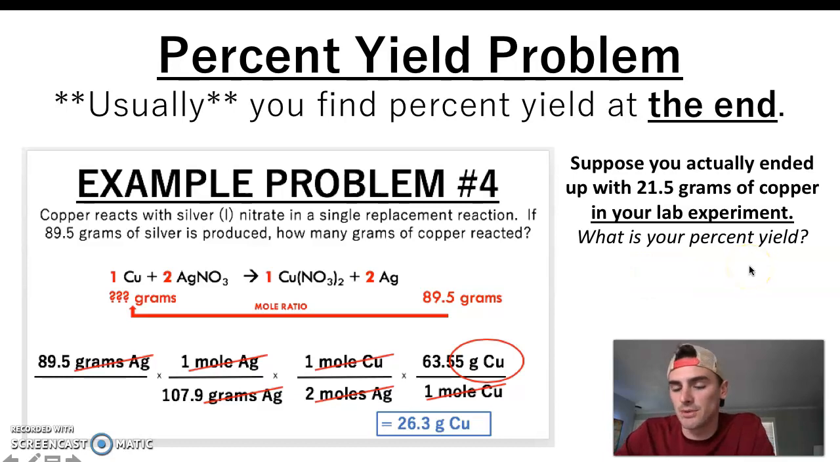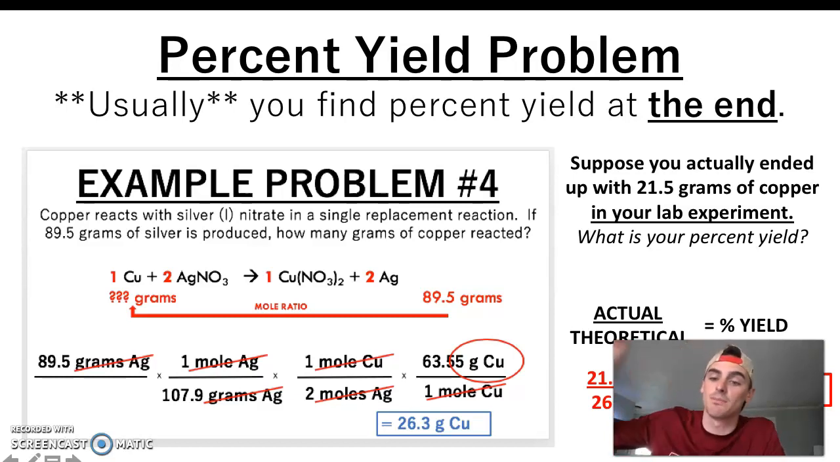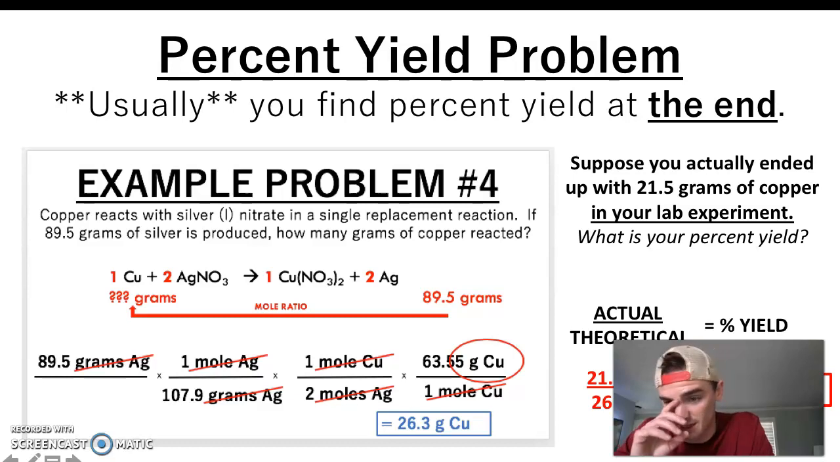So I want to know what your percent yield would be. We'll set up our basic equation. Percent yield will always be the actual amount we make versus how much we theoretically should make, and we'll take it times 100. So if I plug in my values, I actually only recovered 21.5 grams of copper. According to all my perfect work over here, I was supposed to, or theoretically should, make 26.3 grams of copper. I take that times 100, which would mean I recovered 81.7% of what I was supposed to. So we'd report that as an 81.7% yield in this experiment.